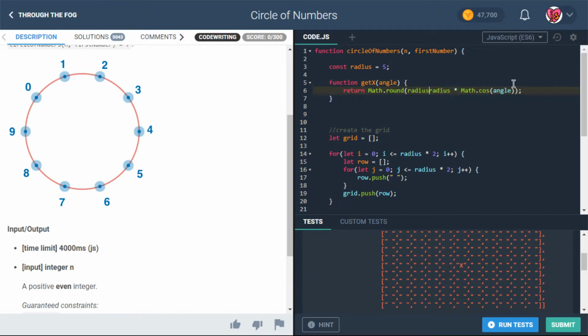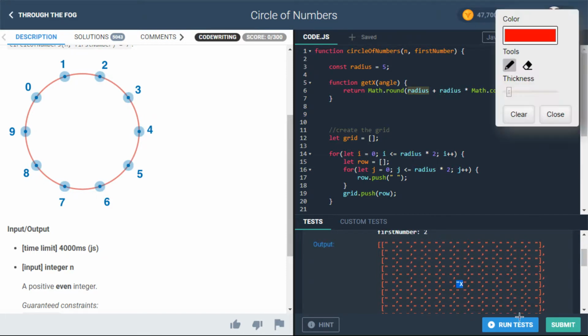So we need to add radius onto this whole thing. We've got radius to get us to the center, and then from there, radius times math.cos of angle, and that's going to give us sort of like the horizontal version. What I'm trying to say is this: if we had something sticking out like that, right?